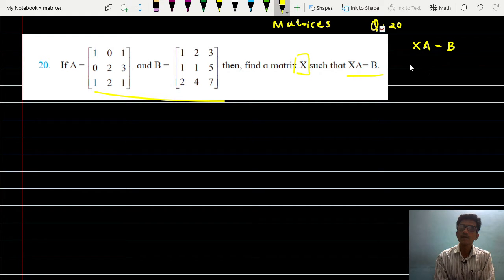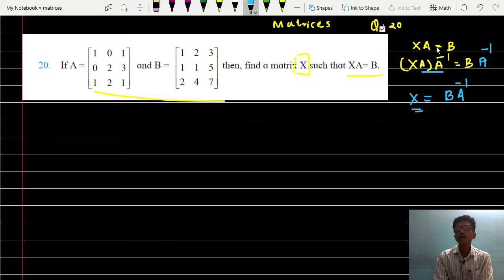If we post multiply by A inverse, we get X into A into A inverse is equal to B into A inverse. By the associative law, A into A inverse gives us the identity matrix. Finally we get X is equal to B into A inverse. So to get matrix X, we first find A inverse and post multiply, that is B into A inverse. So let us do that.